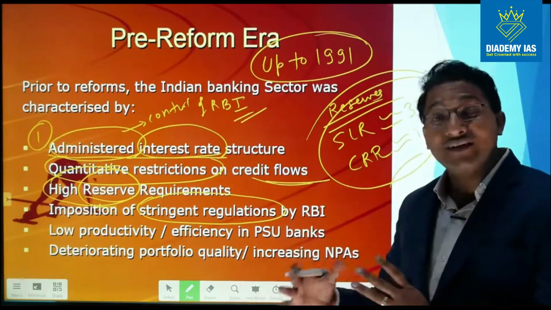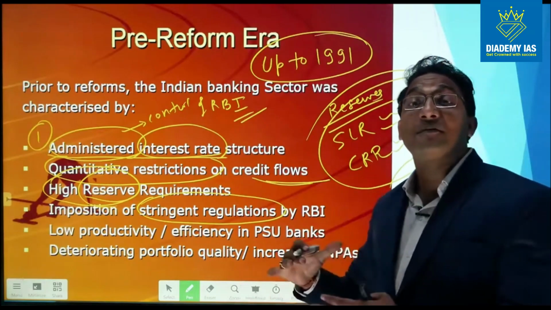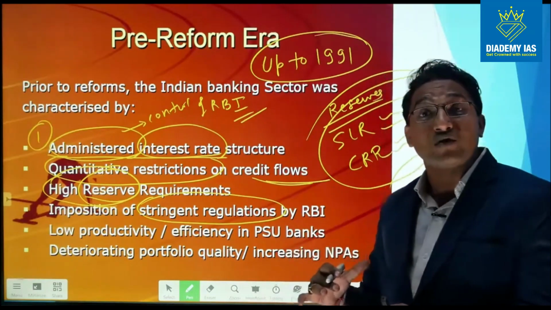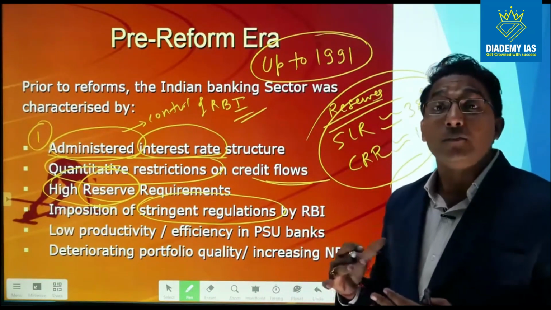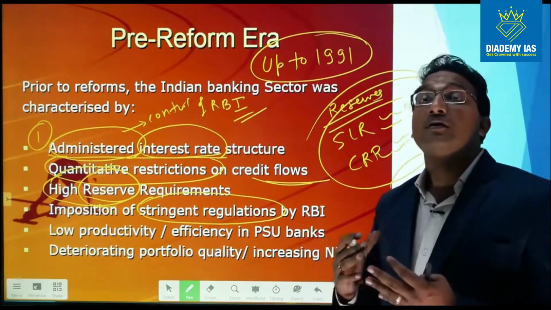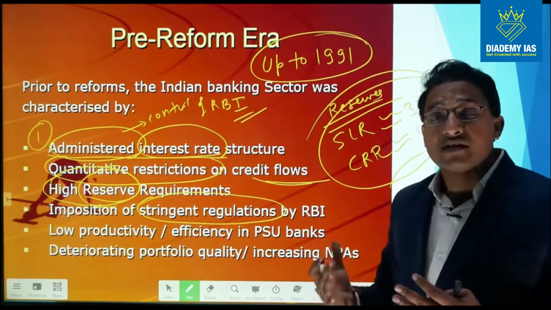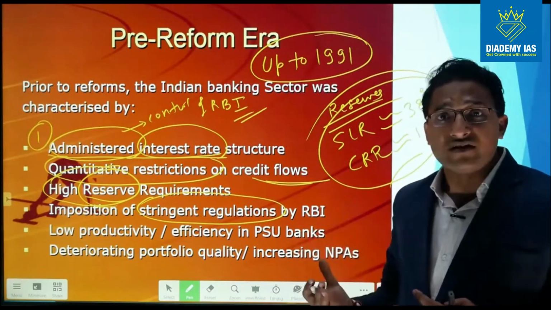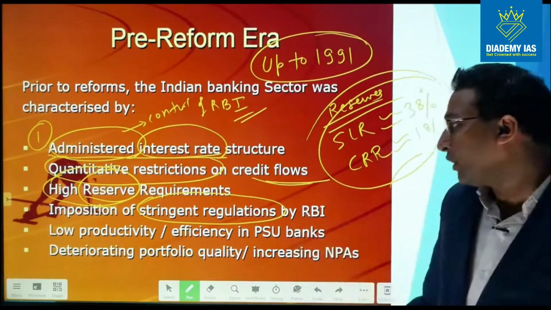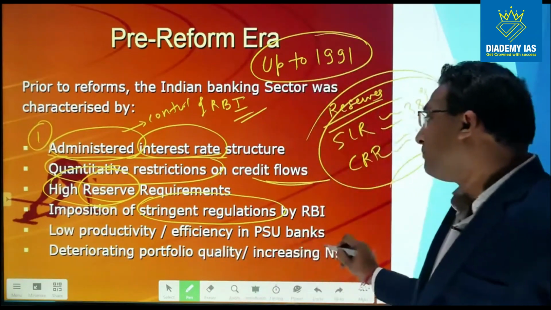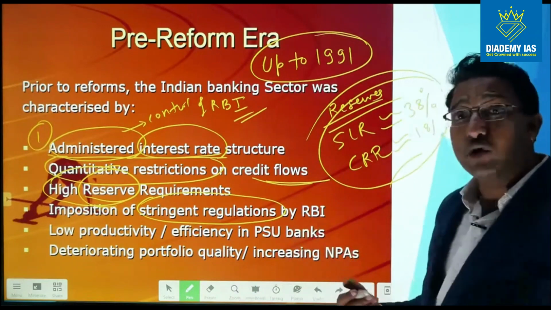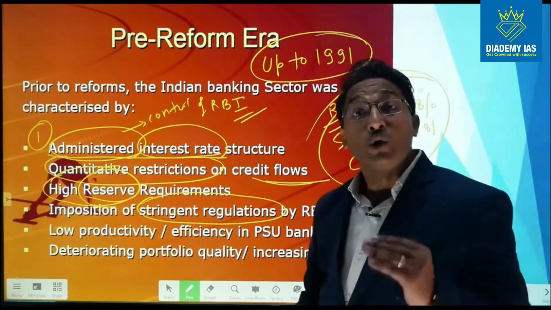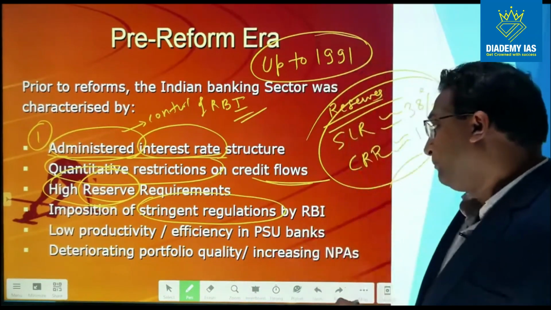There was no competition, so they started having problems related to the monopoly. They started enjoying the monopoly, and they were not reforming themselves. They were not trying to improve themselves because there was no competition. Low productivity or efficiency in the public sector undertaking banks because of the stringent regulation, because of no competition, because of the non-existence of the private sector.